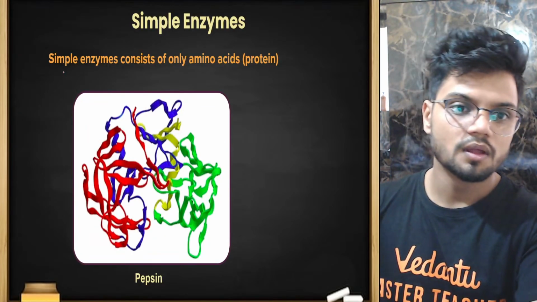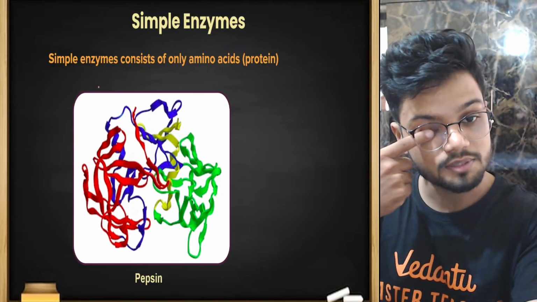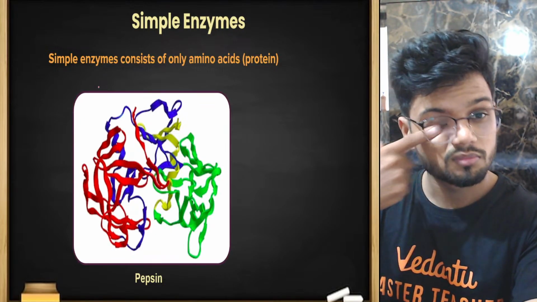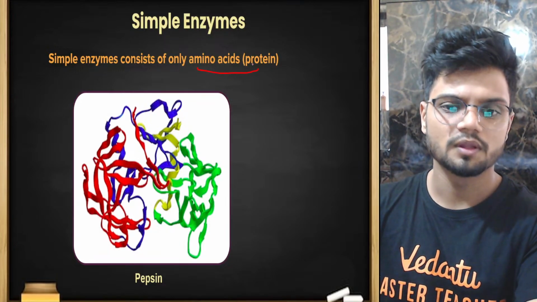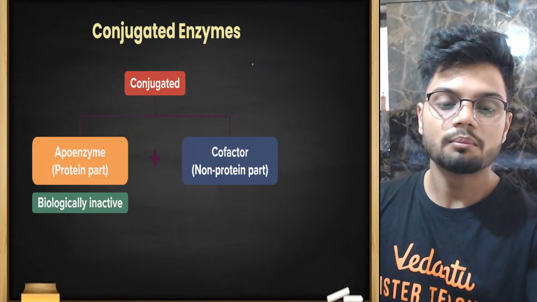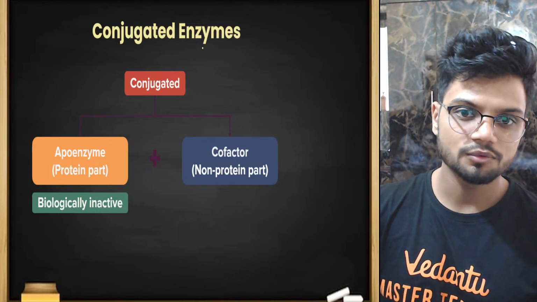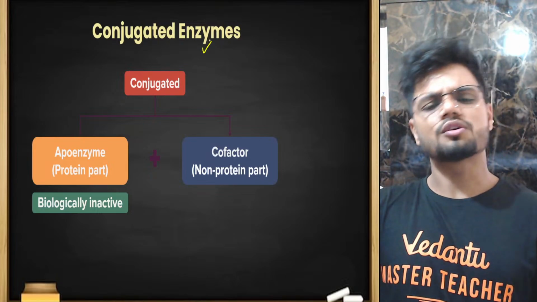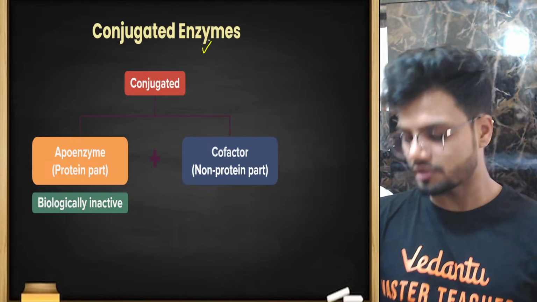So, types of enzymes, friends. Again, a very important concept called types of enzymes. There are simple enzymes, which only have the amino acid group. But there is something called conjugate enzymes. Now, what is this conjugate enzyme? How is it different from the normal enzyme, students? Understand the concept.